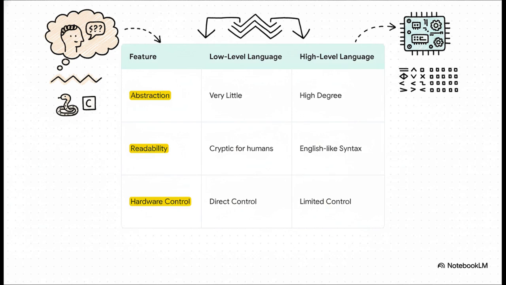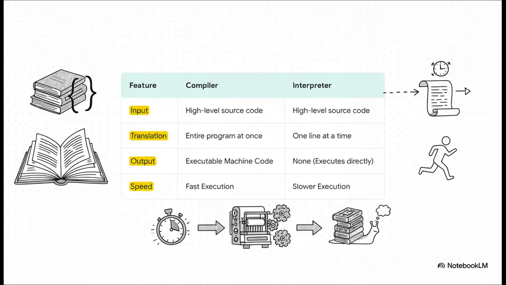On one end, you have high-level languages, like the C we just saw or Python. They're closer to English. They're designed for us, for programmers, to read and write easily. Then, on the other end, you have low-level languages. These are much, much closer to the machine itself. They look cryptic to us, but they give you direct, raw control over the hardware. So, we have our high-level C code, but the computer needs those low-level instructions. How do we get from A to B?